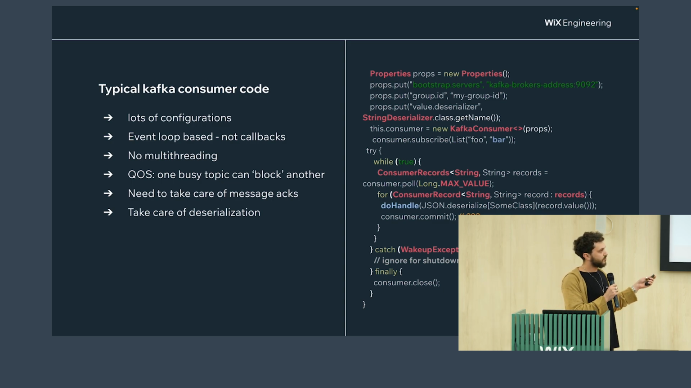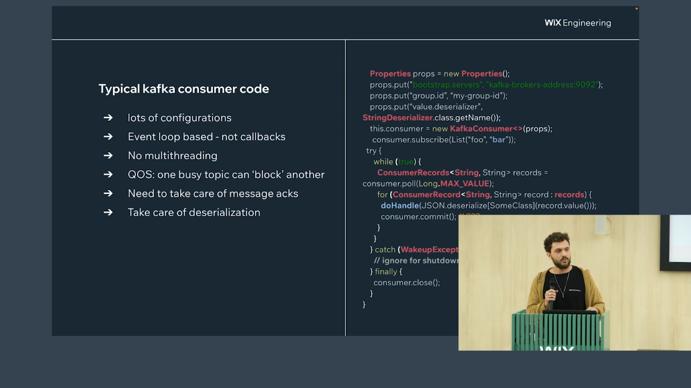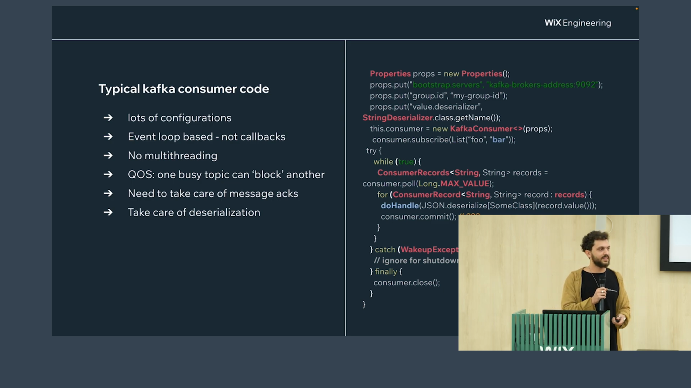You have to define a lot of properties, serializers, deserializers. I'm being cynical, but you have this while loop that does the polling. And when you poll, if you're subscribed to a few topics, you do not control which topics you're going to get the messages from. Let's say you're subscribed to a few topics, and one of them is very busy. When you poll, you don't control from which topic you're going to get messages.